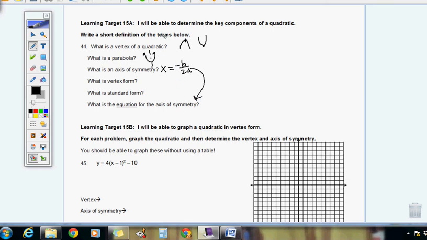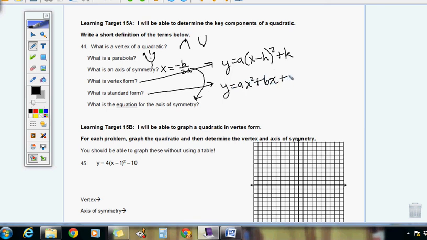There's just a lot we need to know about quadratics. What is vertex form? Vertex form is if we go a times x minus h quantity squared plus k. What is standard form? Well, that would be if we were in y equals ax squared plus bx plus c. And this is stuff we've done relatively recently, so hopefully it'll come back to you and make sense as we go through this. Okay? Alright, so looking on our next problem, 45 here.